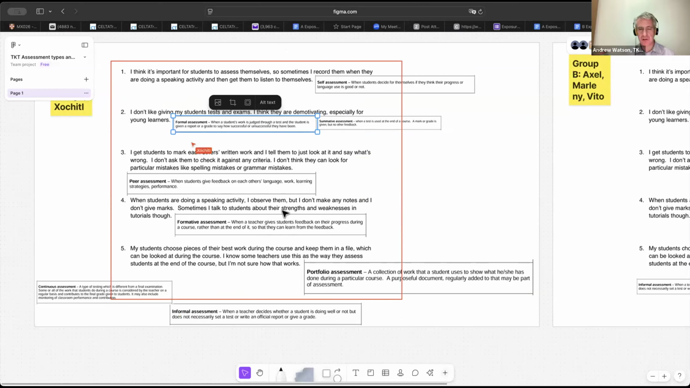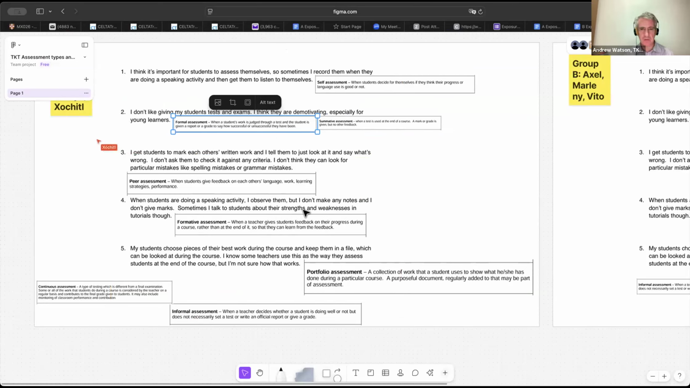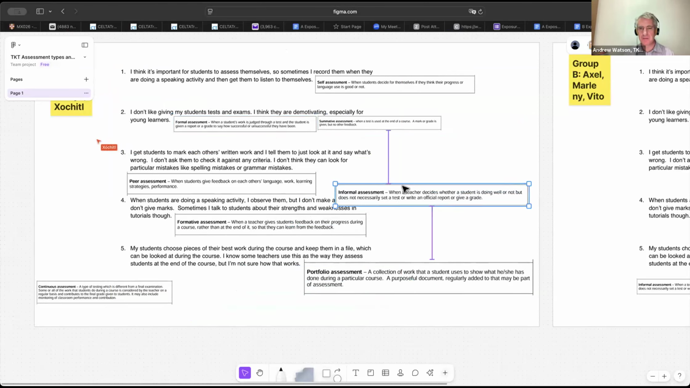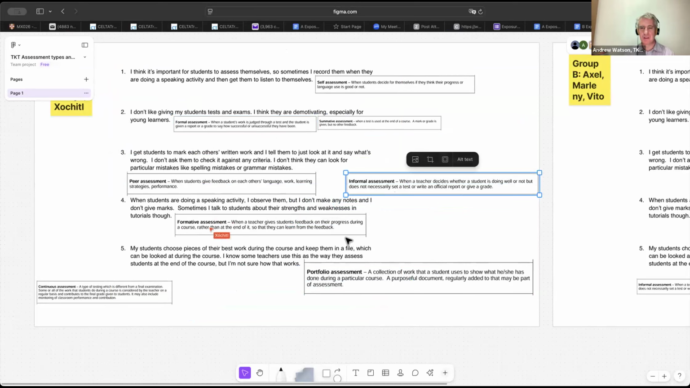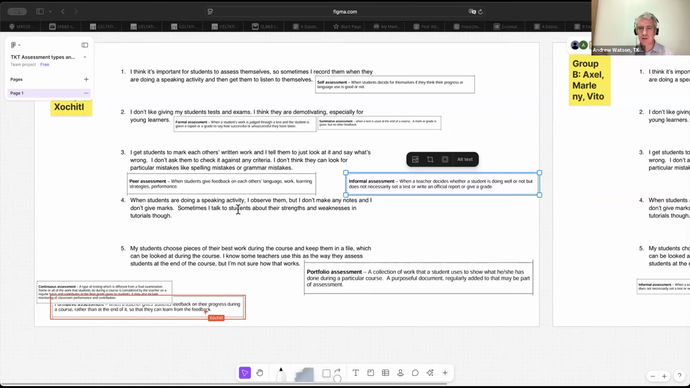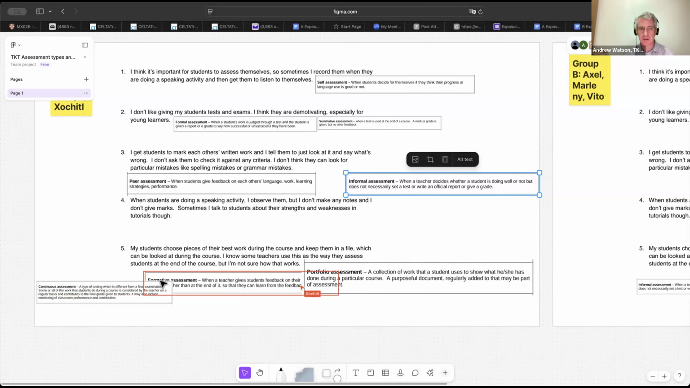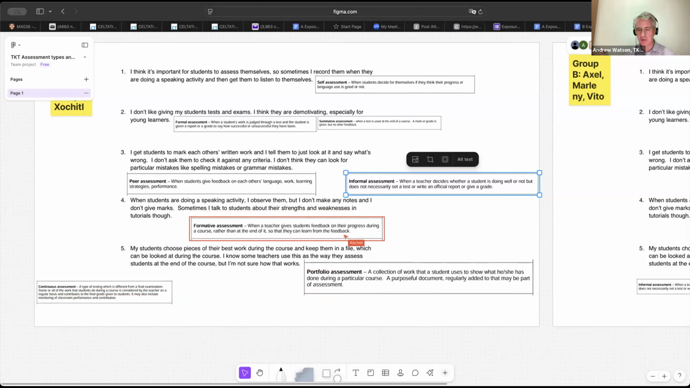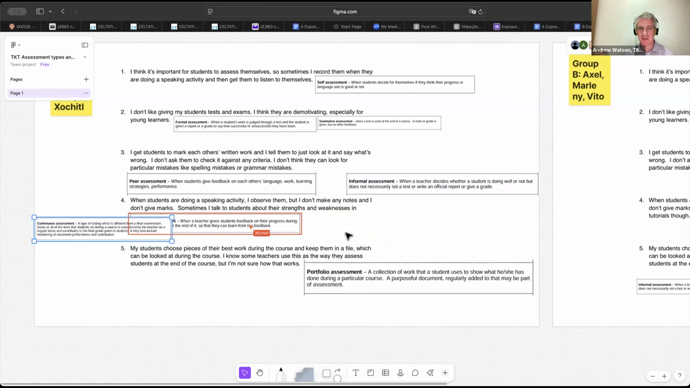Number 4, students are doing a speaking activity. I observe them. I don't make any notes. Don't give marks. Now that sounds more like informal, when they don't necessarily set a test or write an official report or give a grade. It could also be formative because it's to do with learning, the learning process, and continuous.